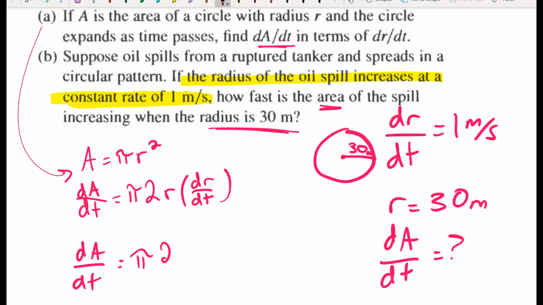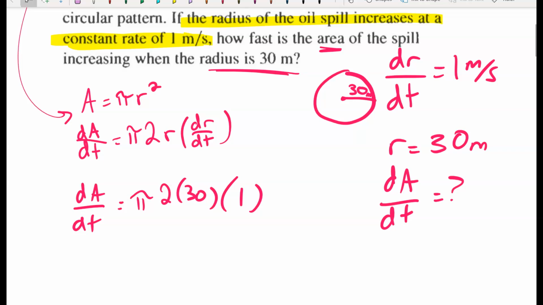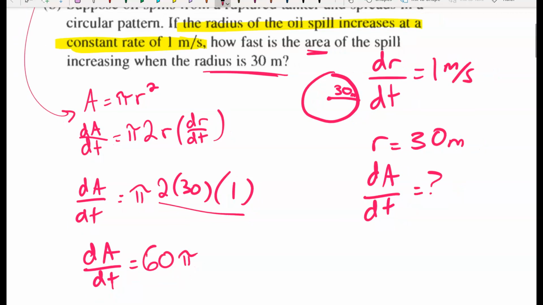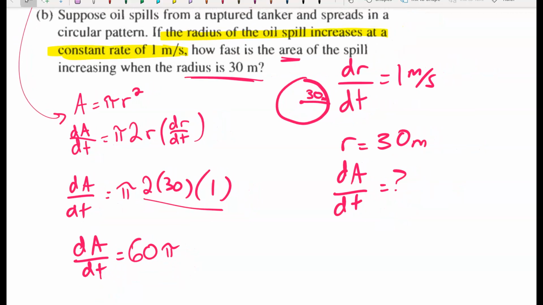Pi is just a constant, 2 is just a constant. My radius in this case is just 30, and my dr/dt represents my rate of change of the radius, which is just 1. So really, the rate of change of my area with respect to time, if I just simplify this, that's going to be 60 pi. And you could always type that into your calculator if you want the decimal approximation.